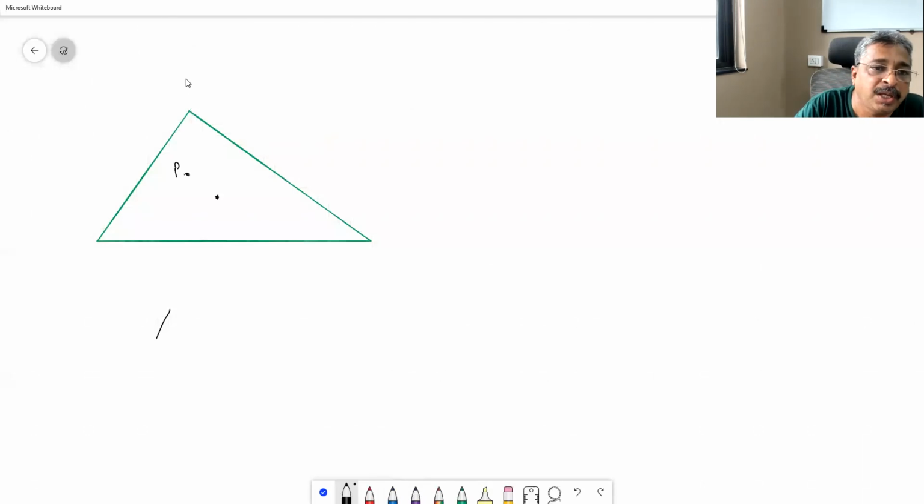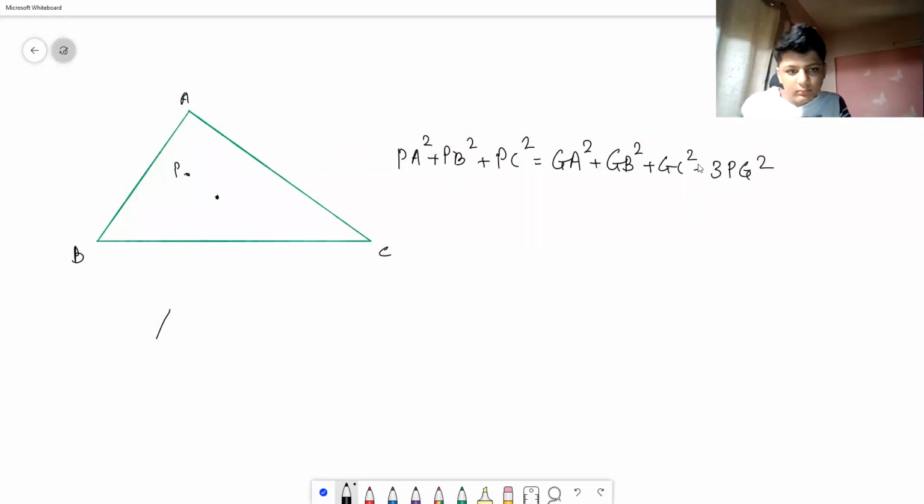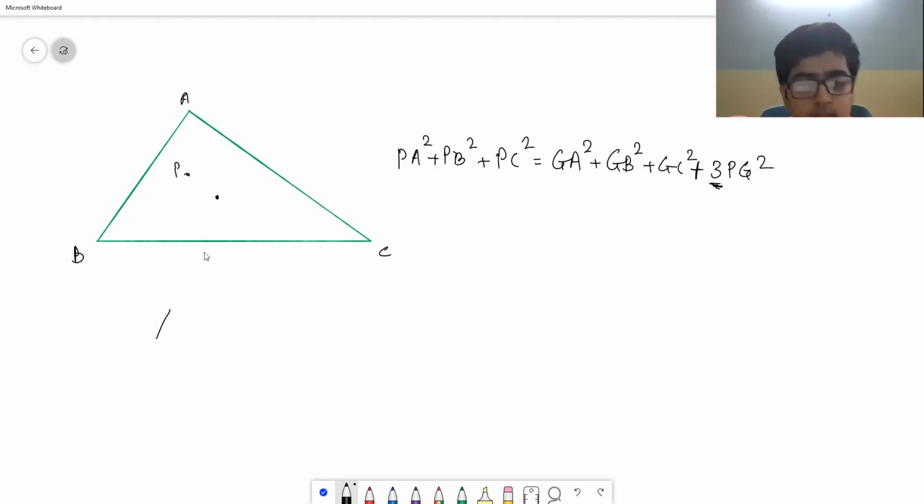Now, PA square plus PB square plus PC square is equal to GA square plus GB square plus GC square plus 3PG square. Is this 3 there or not? Yes, sir, it is there.